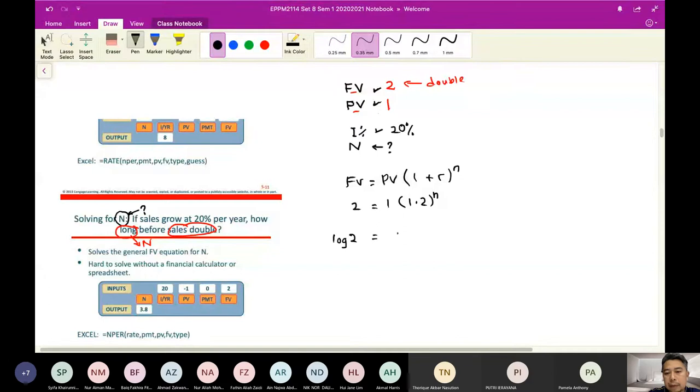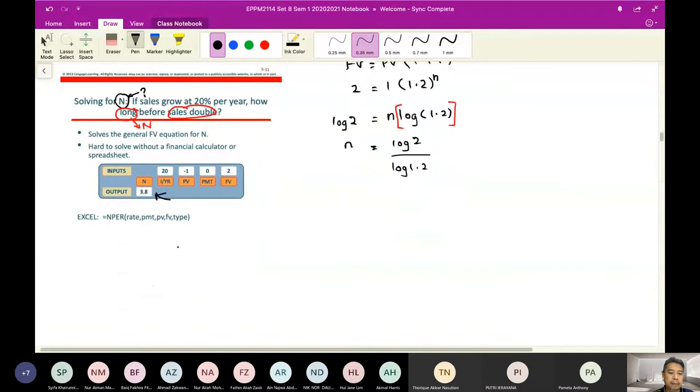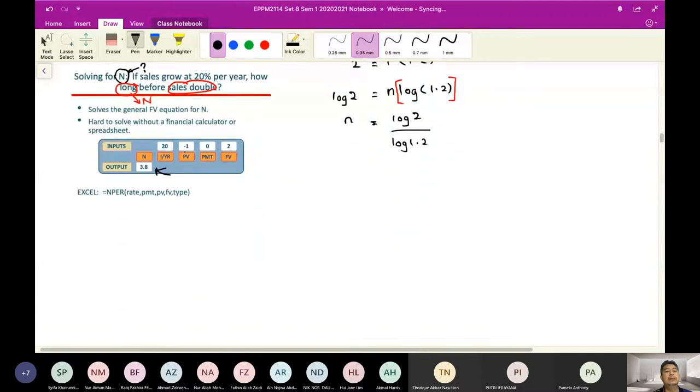Log 2 equal to n log 1.2 over here. Maybe I need to put a bracket, it's easier. If you solve this particular example, n is equal to log 2 divided by log 1.2, you will get the answer here. Okay, guys, again, it is easier for you to use a calculator.